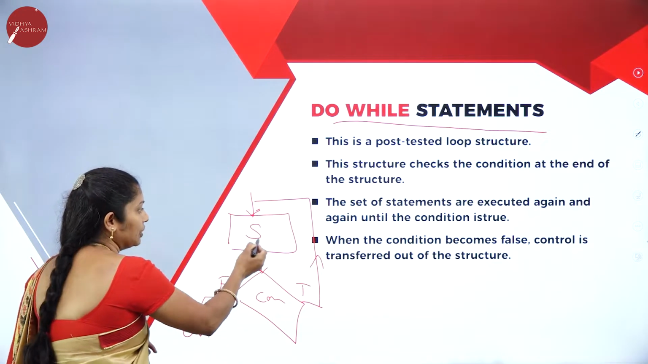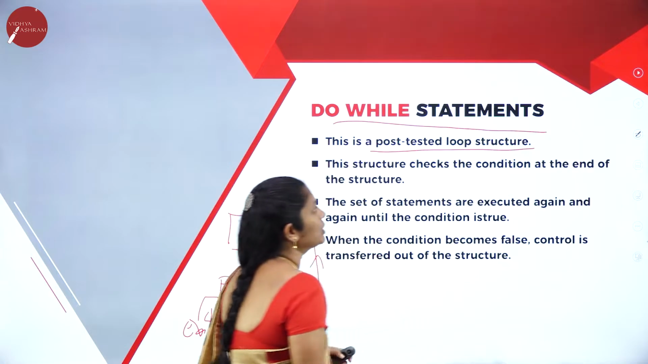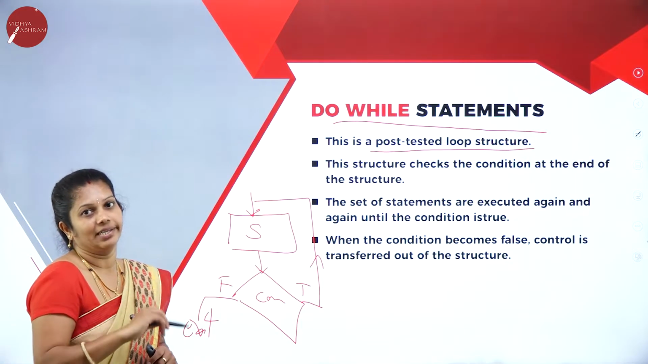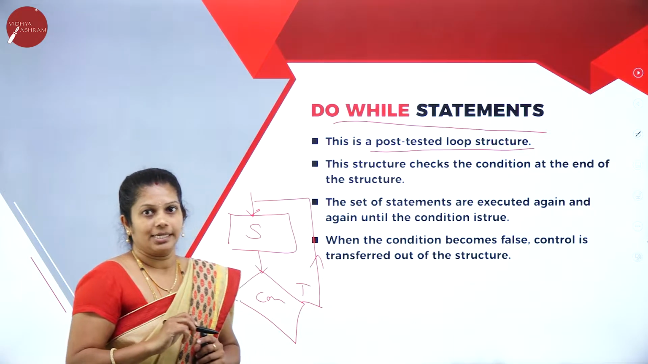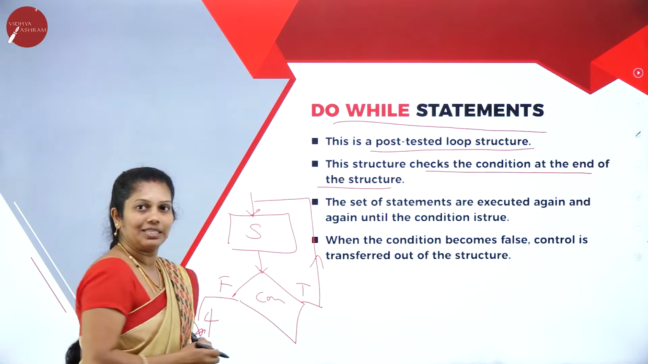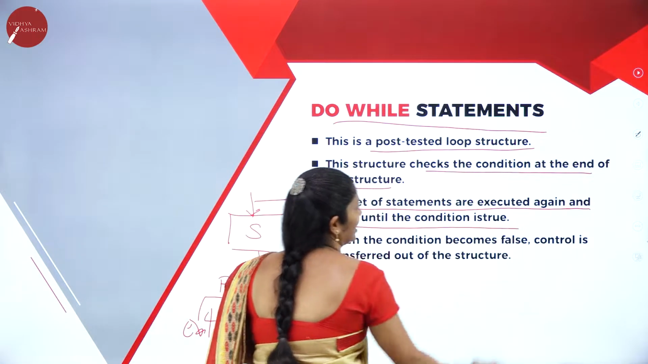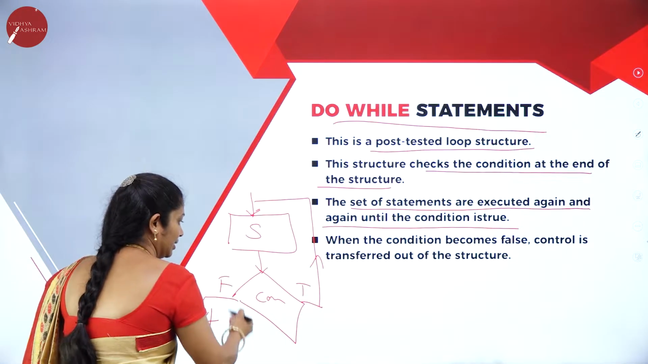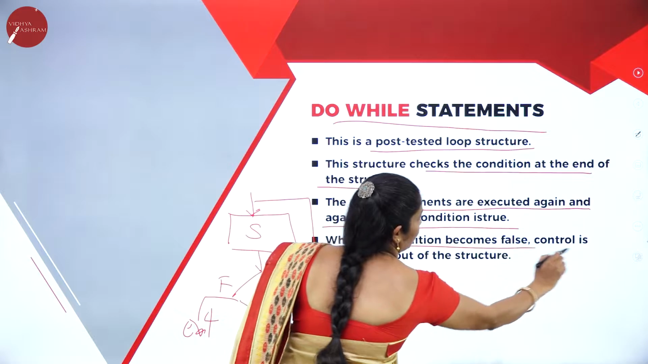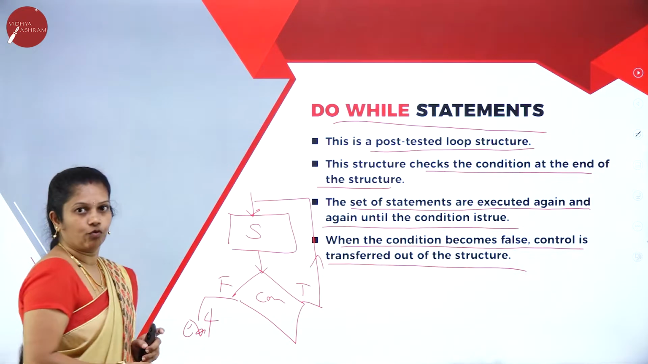It means that here first it will execute the statement, later on it will check the condition. That's why this do while loop is called a post-tested looping structure. Post-tested means that only after executing, it will check the condition. This structure checks the condition at the end of the structure. The set of statements are executed again and again until the condition is true. When the condition becomes false, the control is transferred out of the structure. Once it is false, it will come out of the loop here.